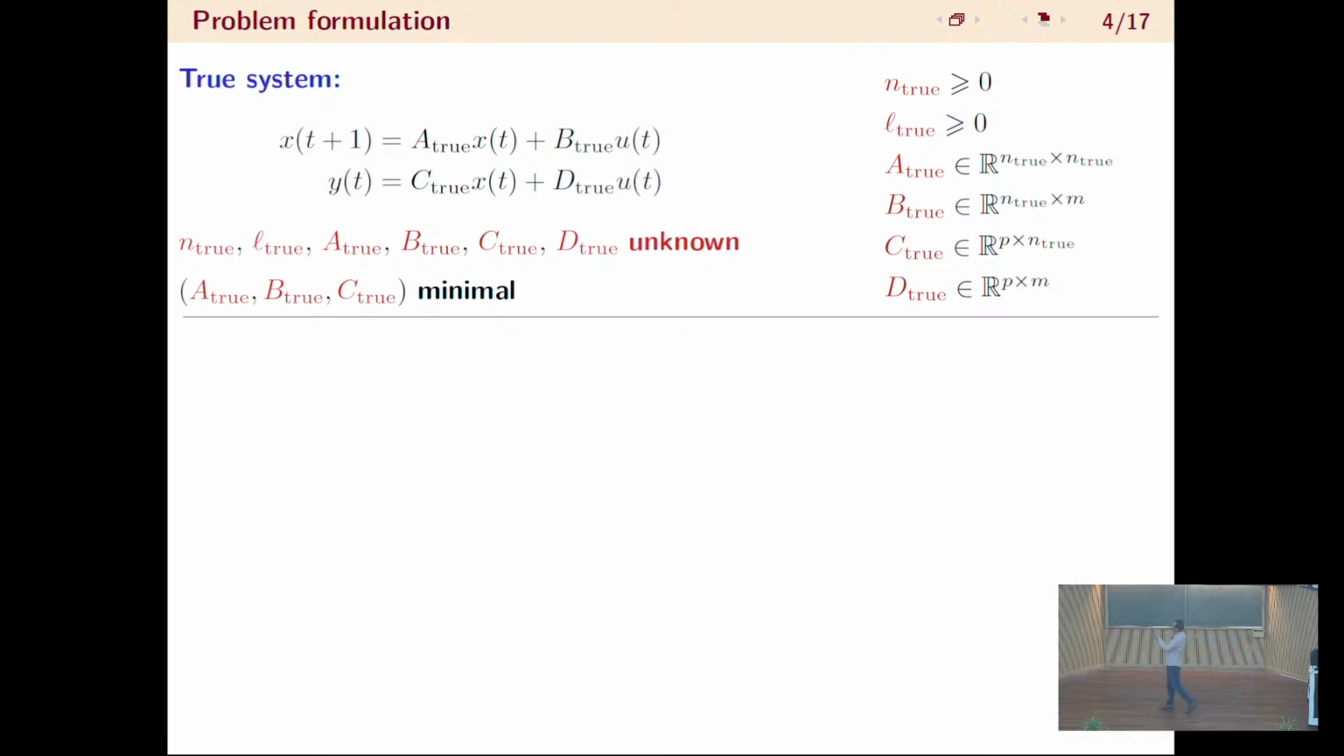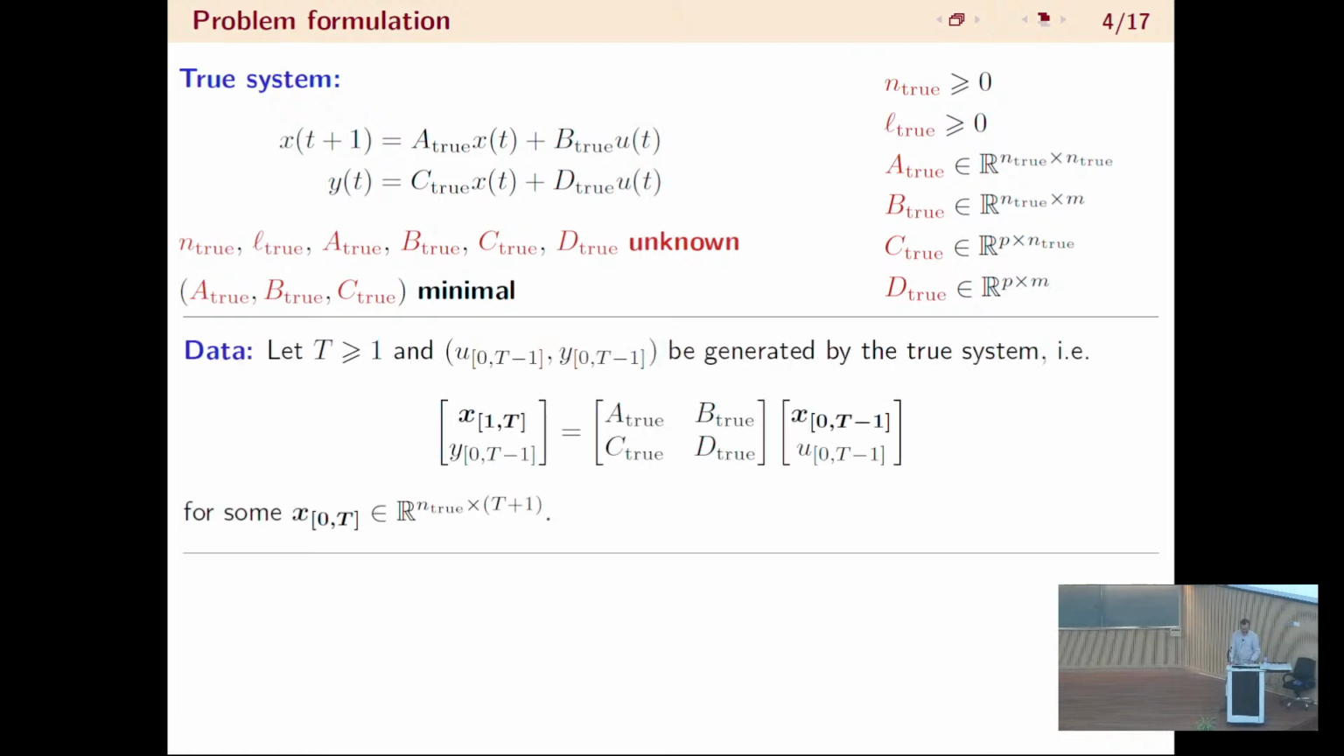So these are the dimensions of these matrices. And I also allow the system to be a memoryless system. Maybe it's just a static gain. So n true can be 0. Okay? So I don't assume anything about the system apart from this minimality, which I'm going to come back to later on. And so we have an unknown true system. And we want to identify it from given data.